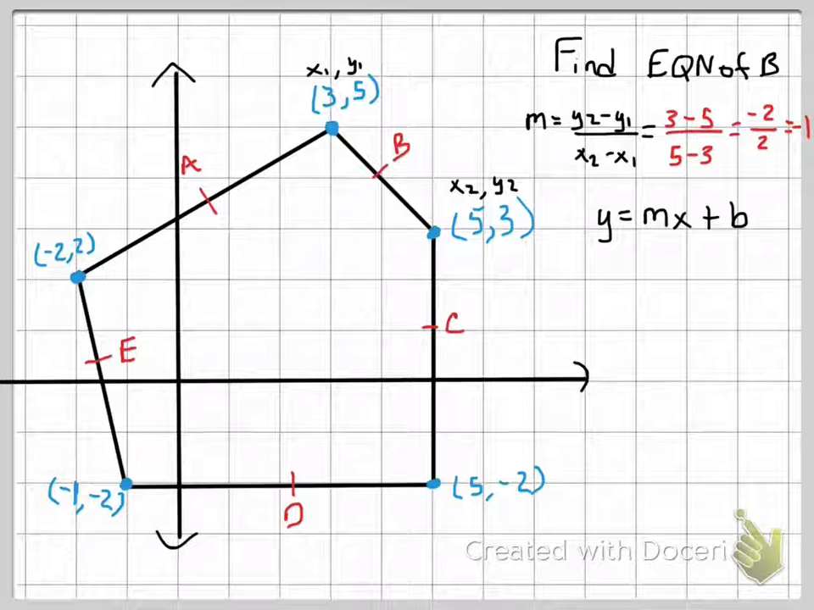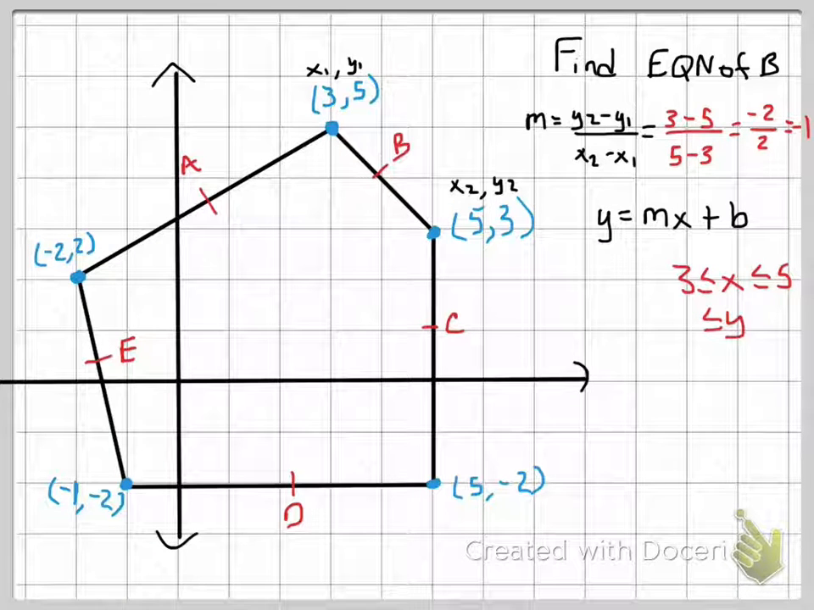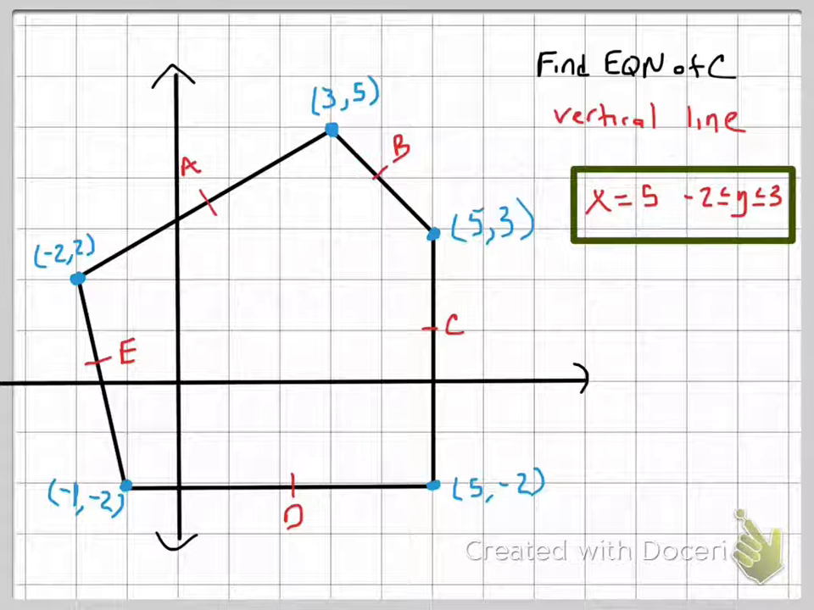And those points would go from x is in between, for point B, x is between 3 and 5, and y is between 3 and 5 again. So you just look at the smallest y value and the biggest y value for your line. And if you plot the endpoints, it's easy. So that's B. Find the equation of line C.